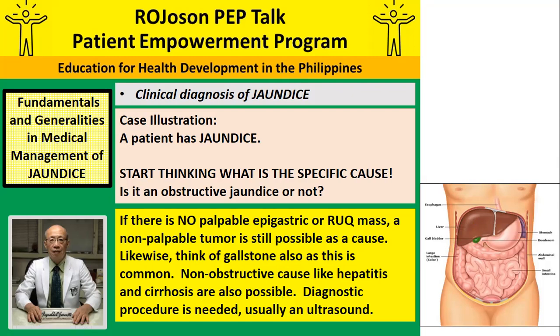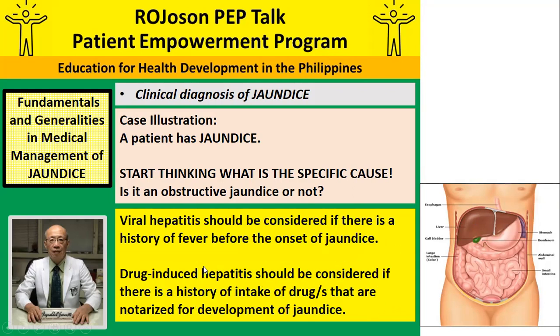Since it's not easy to identify the specific cause, a diagnostic procedure, usually an ultrasound, is needed. Viral hepatitis should be considered if there is a history of fever before the onset of jaundice. This sequence is very important: fever before the jaundice, usually viral hepatitis. Drug-induced hepatitis should be considered if there is a history of intake of drugs that are notorious for development of jaundice.